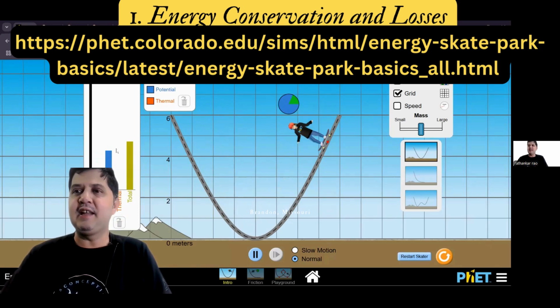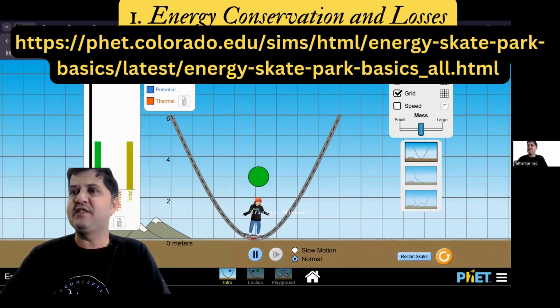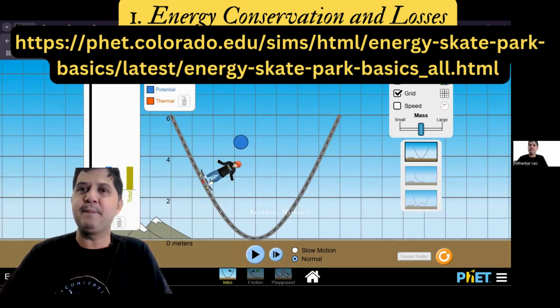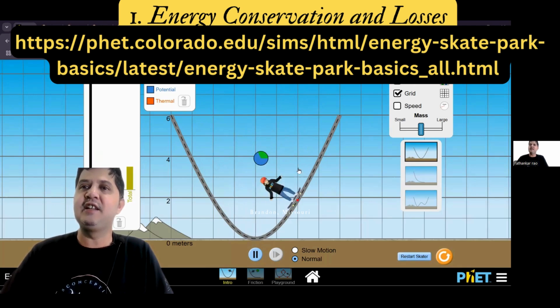Later on, you can also do slow motion and all this. One interesting thing is that I'll stop here, pull the skater here, and drop it from here. Then I ask a question: will it go to the topmost point? When I start here, you see, he oscillates only up to this much. That means wherever I drop it from, it goes only up to that height.